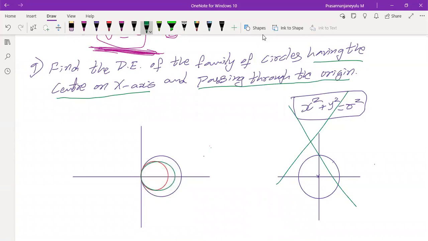So all these circles are passing through the origin and their centers are on the x-axis. Like this, we'll get so many circles. For that family of circles, we need to find the differential equation.